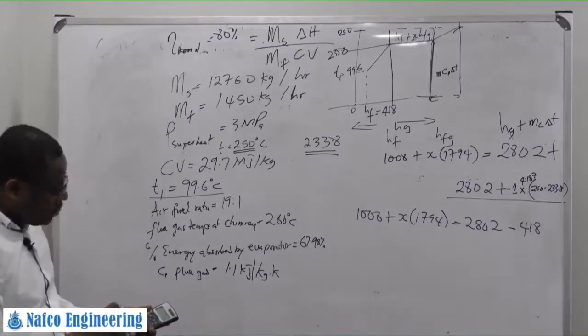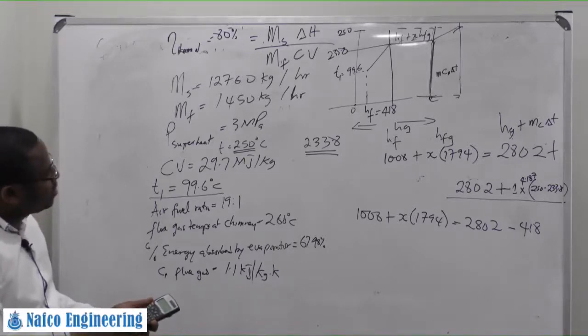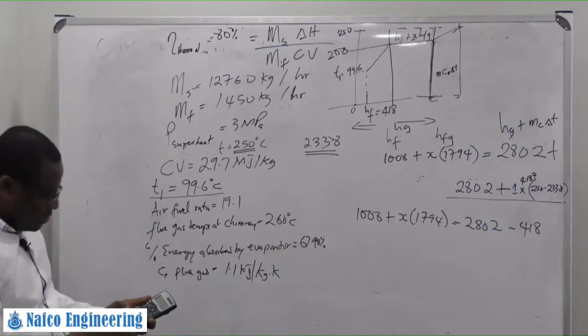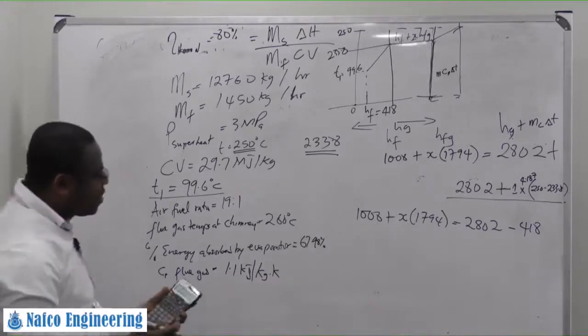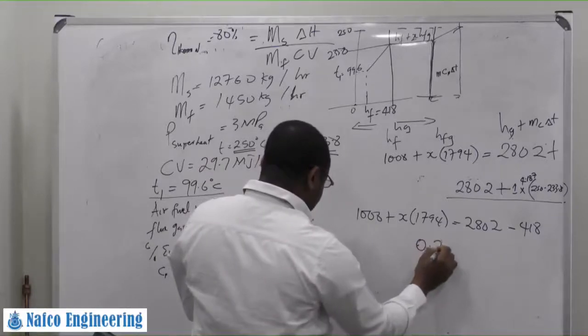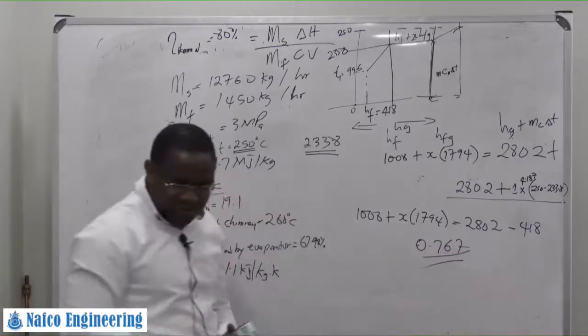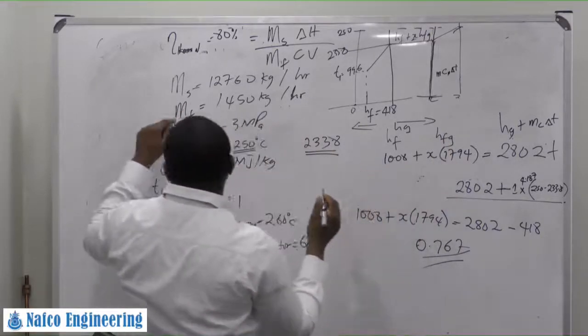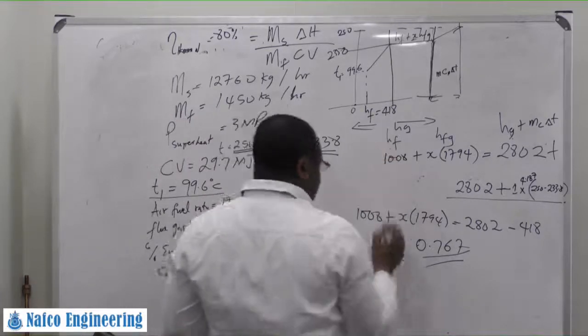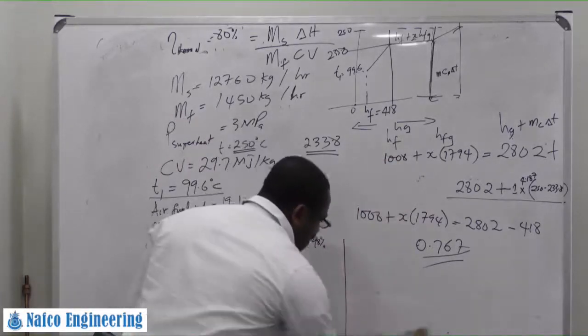It's 2802 minus 418. We got that at 418, isn't it? Well, then let's say minus 1008 equals that divided by 1794, get about 0.767. Okay, look at what I'm saying. This hedge at this pressure, at this 3 MPa. Remember that hedge? If I scale that again, we have like that.